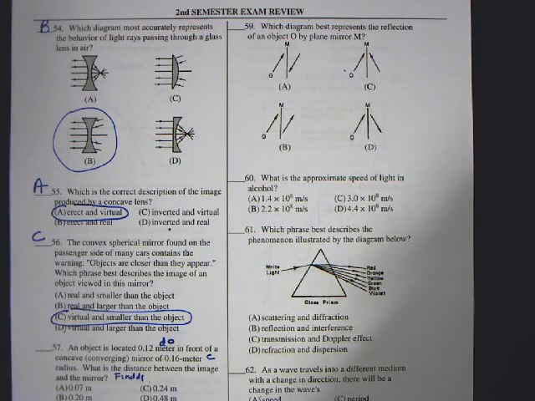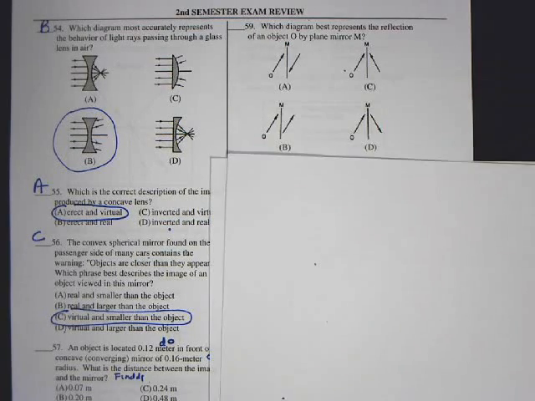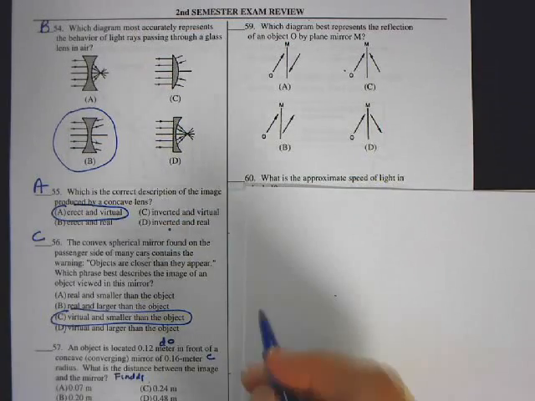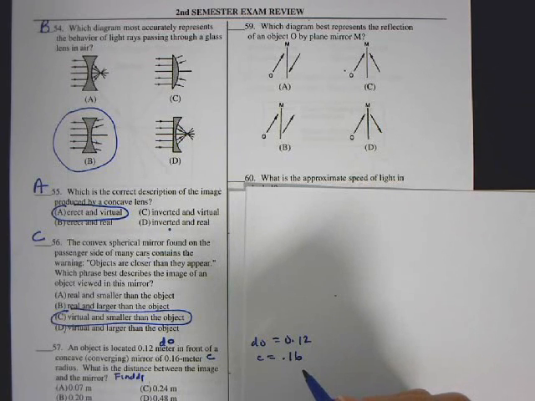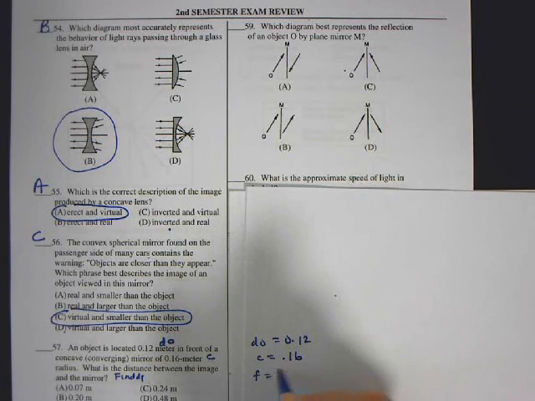So this is going to be one we're going to have to calculate. So I would just put my piece of paper like this, so I know that DO is equal to 0.12. Now remember that they're telling me C is 0.16. But in my equation, I don't use C, I use F. So F is C over 2, so 0.16 over 2 is 0.08.